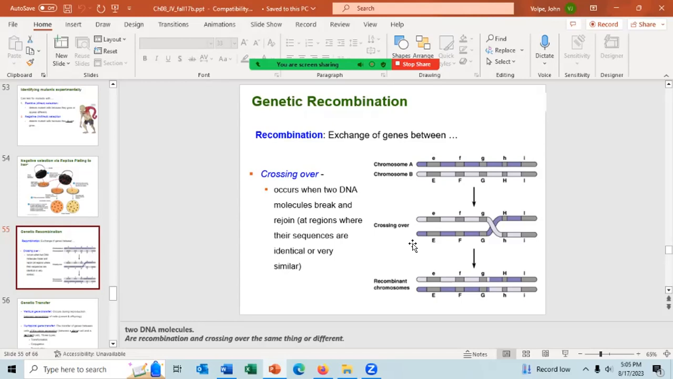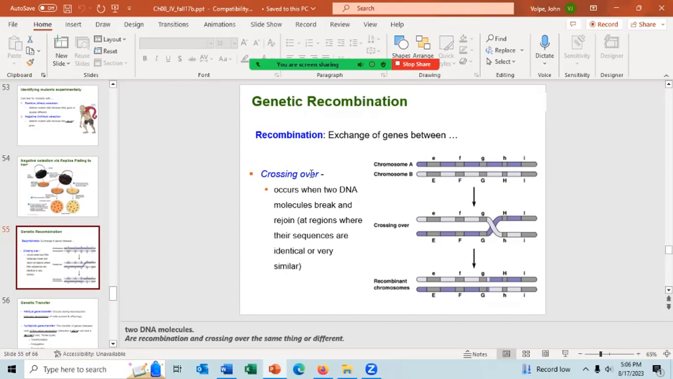Crossing over always involves recombination, but recombination is a little more general, and it can be the exchange of genes between any two DNA molecules. It doesn't have to be an equal exchange. For example, if a piece of a chromosome were to break off, let's say chromosome 1, and then combine with chromosome X, that would be recombination. It is not crossing over. Any question about any of that?